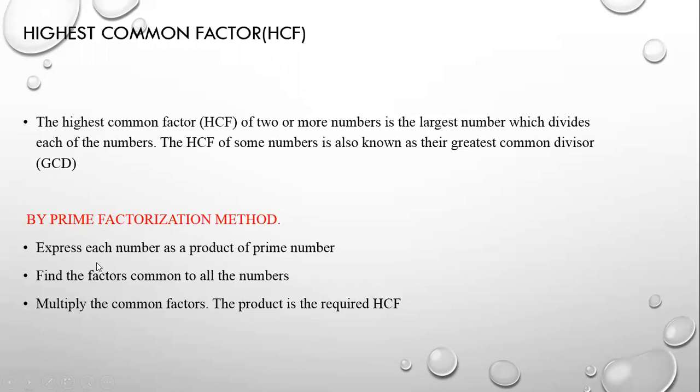There are two methods to find the HCF. The first one is by the method of prime factorization. What are the steps to find the HCF using the prime factorization method? The first step is to express each number as the product of prime numbers. Next, find the factors common to all the numbers. After that, multiply the common factors and you will get the product. Whatever product you get will be your required HCF. So let us see this with an example, so you can understand it more clearly.